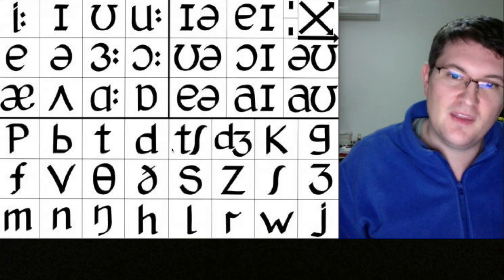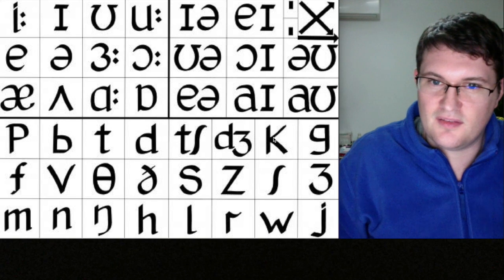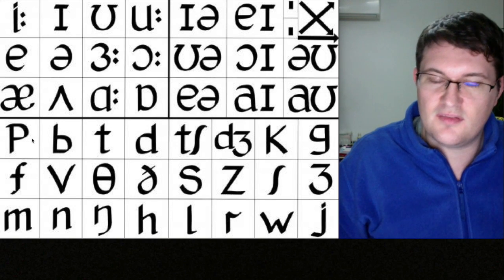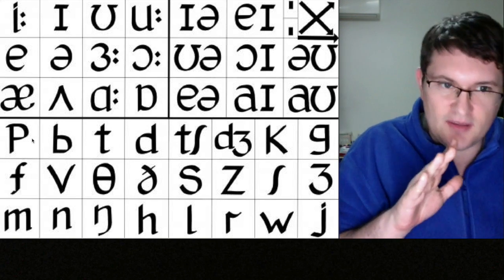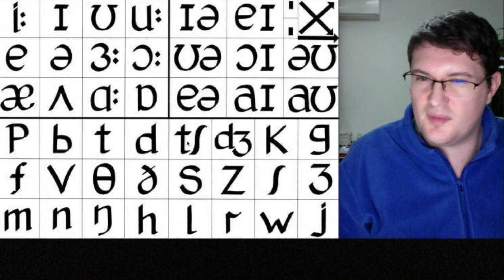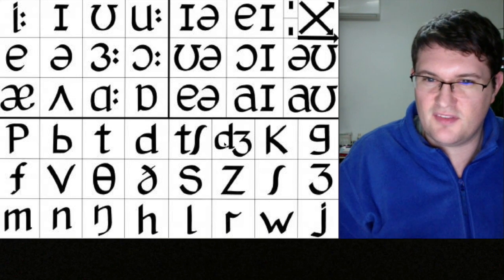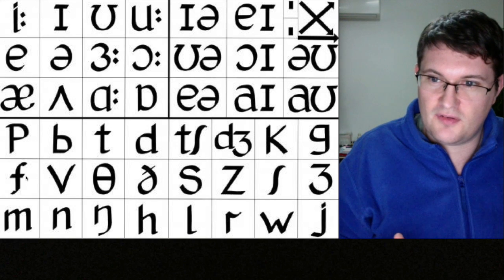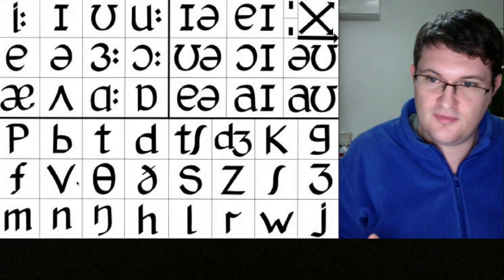So just think in terms of the top row of the consonants. It involves holding some air and letting it go. Most of them look similar to what they sound like in English, except for these two. Now the next row down is the same thing.